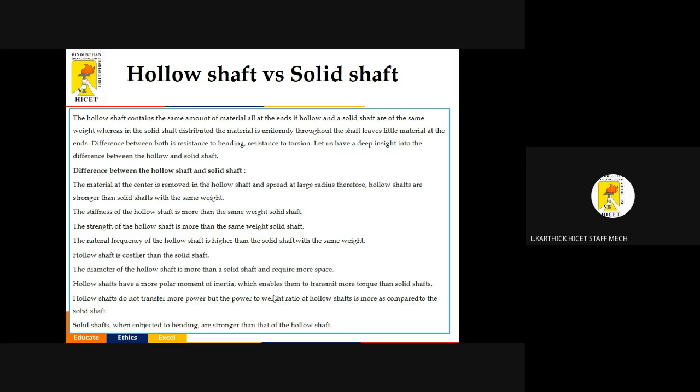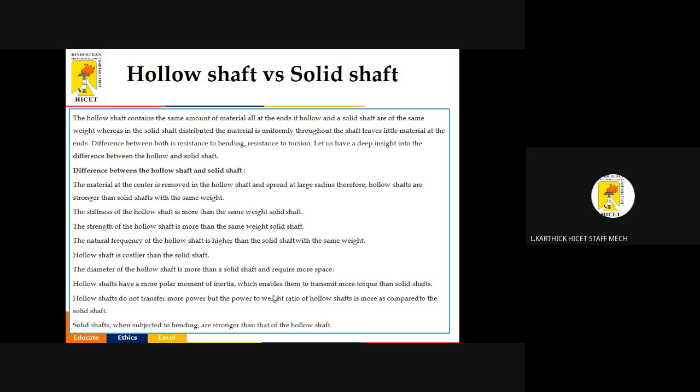The major point. The material is spread at a large radius of the shaft. Therefore, the strength of the hollow shaft is comparatively higher than the solid shaft of the same weight, and the stiffness of the hollow shaft is more than the same weight solid shaft. In the first shaft, we assumed that the solid shaft has the same cross section and is homogeneous, but we might not know exactly. That's why the hollow shaft is commonly used. And the strength of the hollow shaft is also more than the solid shaft when we compare the same weight, it is quite high.